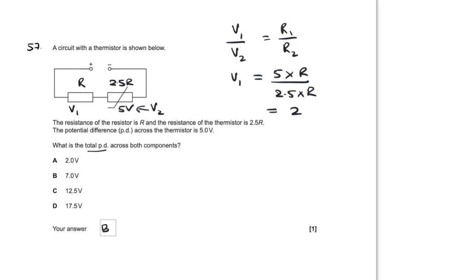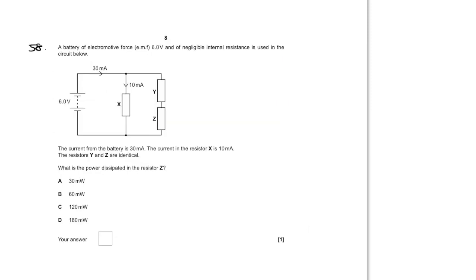Okay, let's move on to our next question. In this question, we are given a battery of electromotive force 6 volts and negligible internal resistance. We are further given that the current from the battery is 30 milliamps, and the current in the resistor X is 10, so we know that among Y and Z, there's going to be 20 milliamps left. What is the power dissipated in resistor Z?